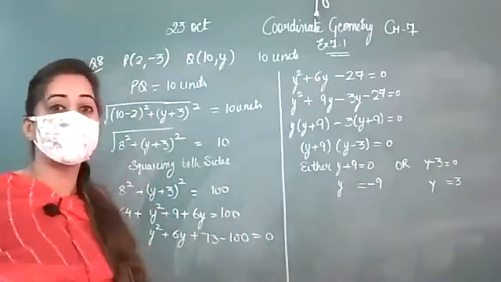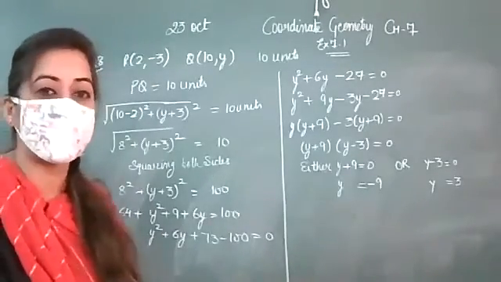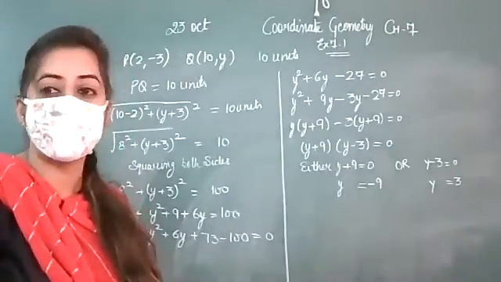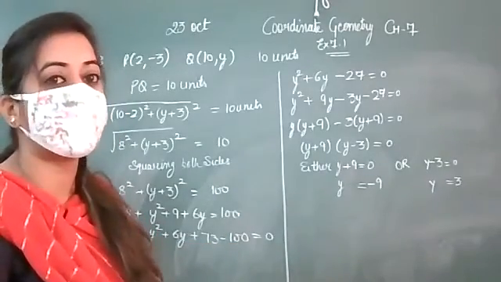So we have got two values of y. That's what we wanted to find in the beginning of the question. We have to find the value of the unknown variable. So I'm getting two values, so both will be the answer.